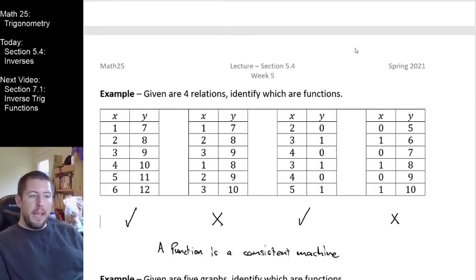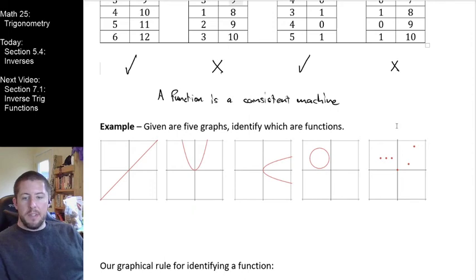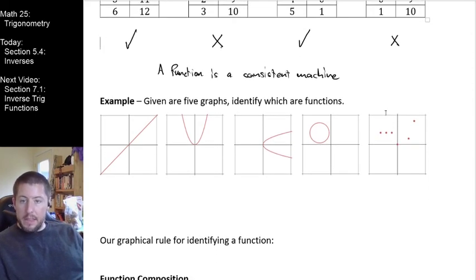So let's see if we can play this exact same game as we did in this example, but let's play this game with graphs instead. So here are 5 graphs, and what I want to know is which ones are functions, right? So playing the exact same game: is it a function? Is it not a function?